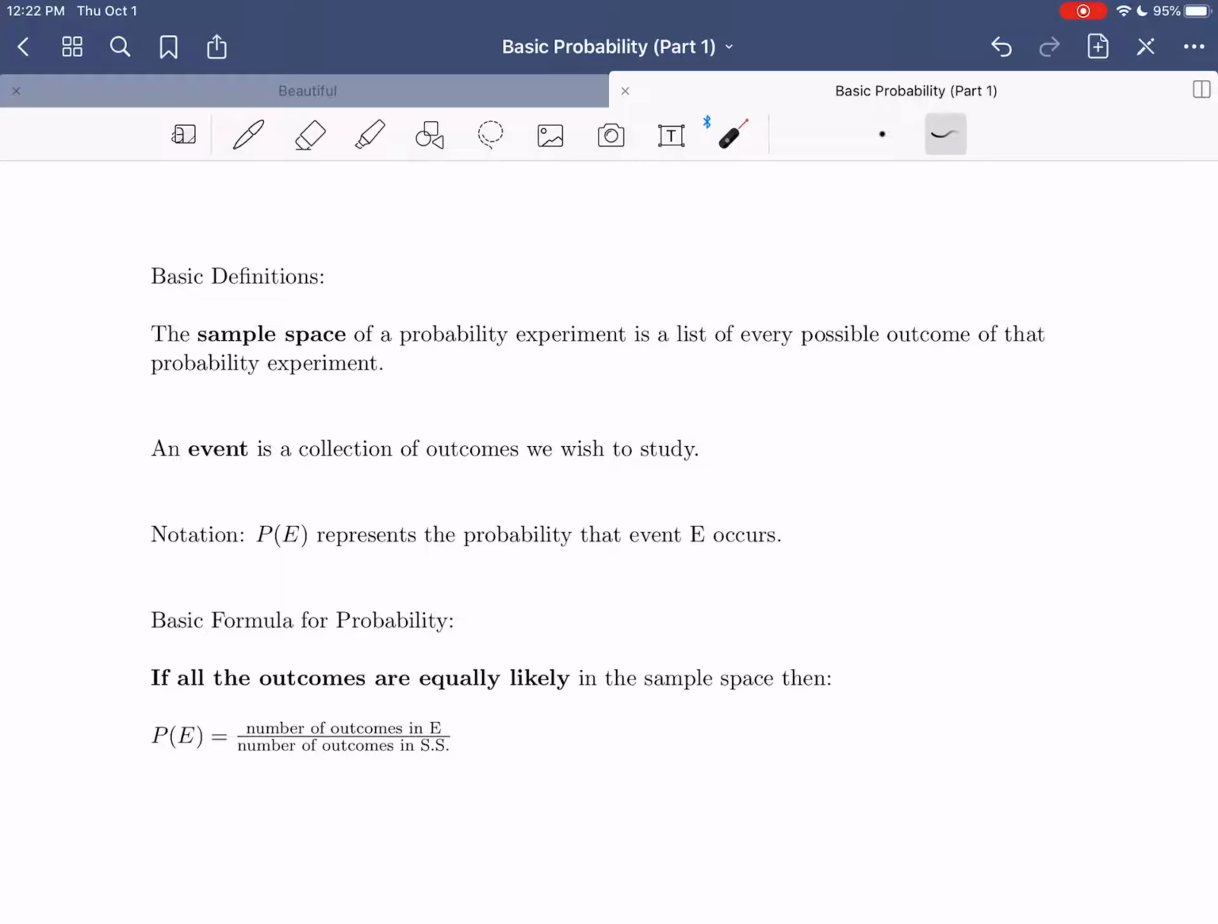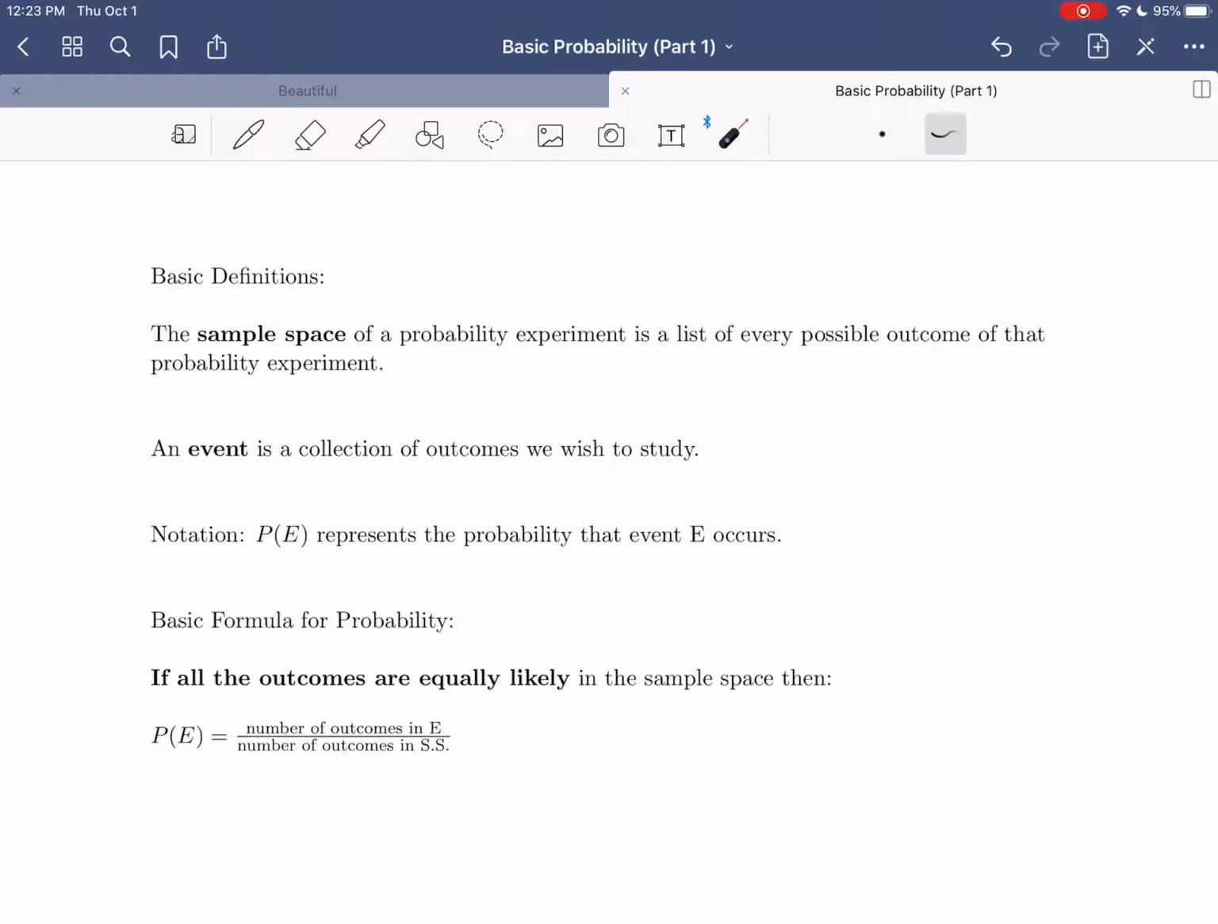All right, and the last basic definition is a basic formula for probability. This basic formula is going to carry us pretty far. It's not going to be the only probability formula we use, but we're going to be able to use it for quite a while. It does have one big limitation, though, and it's in bold right here. If all the outcomes are equally likely in the sample space, so if every outcome in the sample space has the same chance of occurring, then the way we can calculate the probability of an event is very simple. We simply count up the number of outcomes in the event, in other words, the number of ways the event can occur, and we divide it by the total number of outcomes in the sample space.